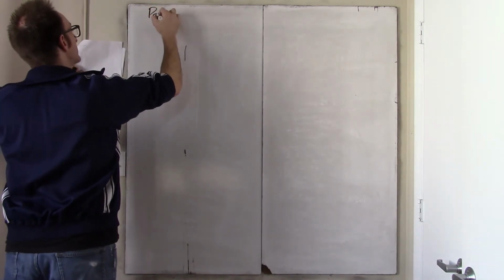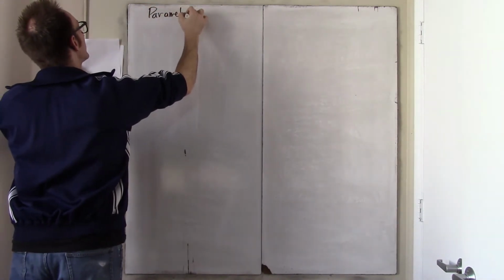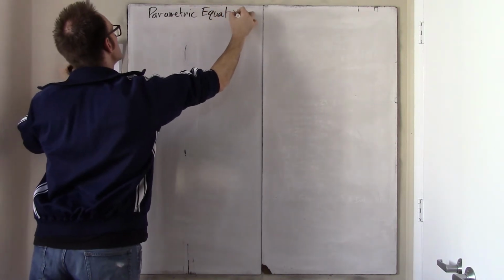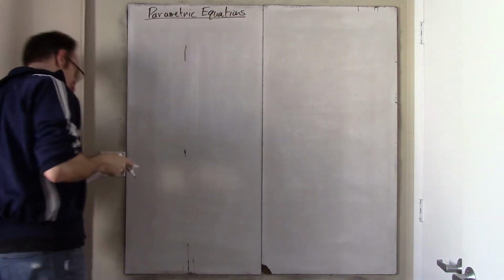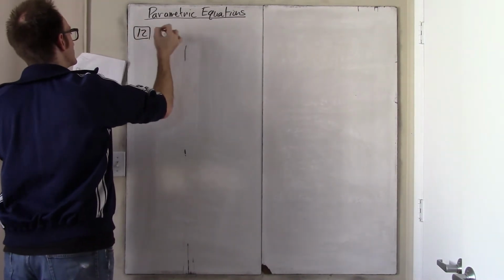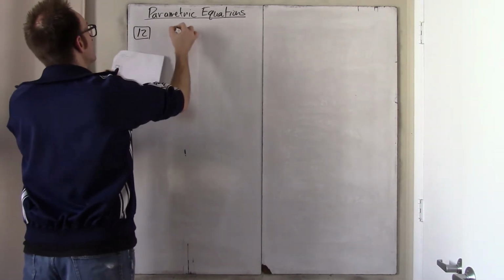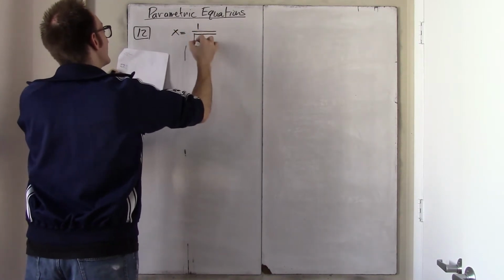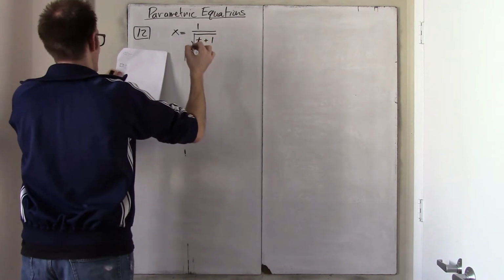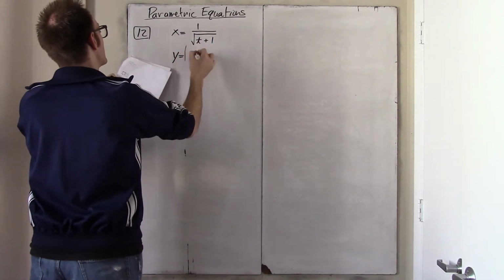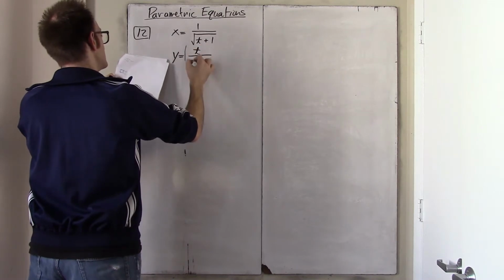So alright, let's throw a nice title up here, Parametric Equations, and let's begin with number 12, which is actually quite hard, I think. This one we did not go over in class. This was the one that was due on the first day. So x equals 1 over root t plus 1, y equals t over t plus 1.